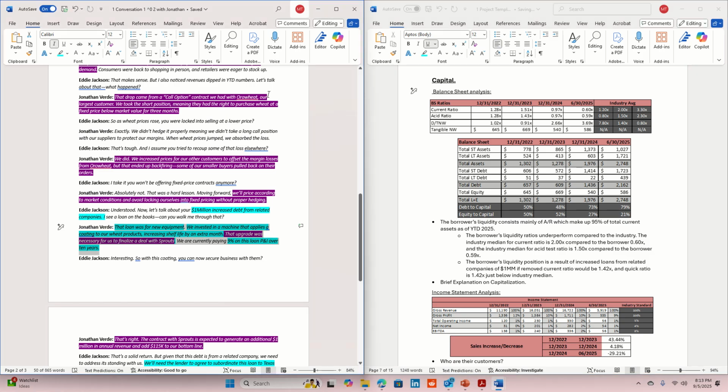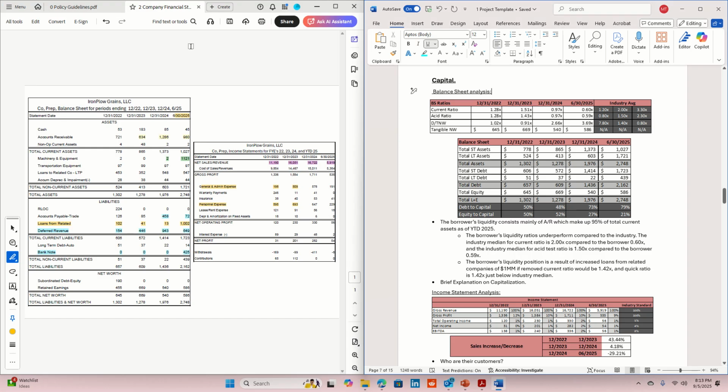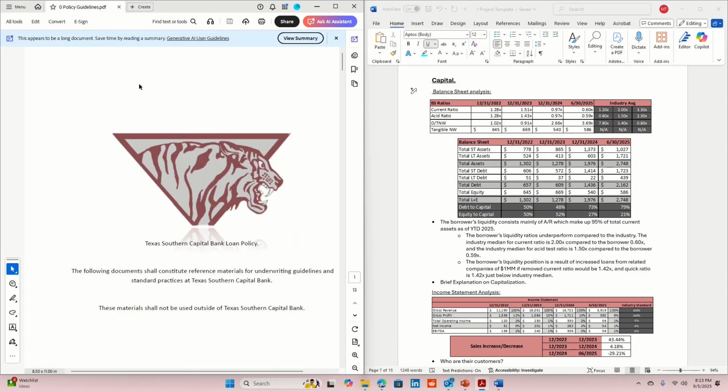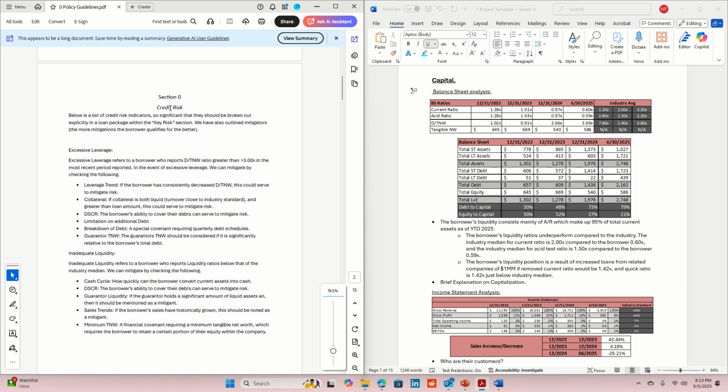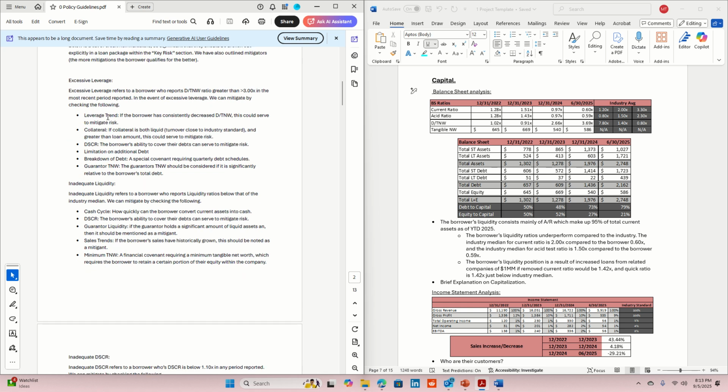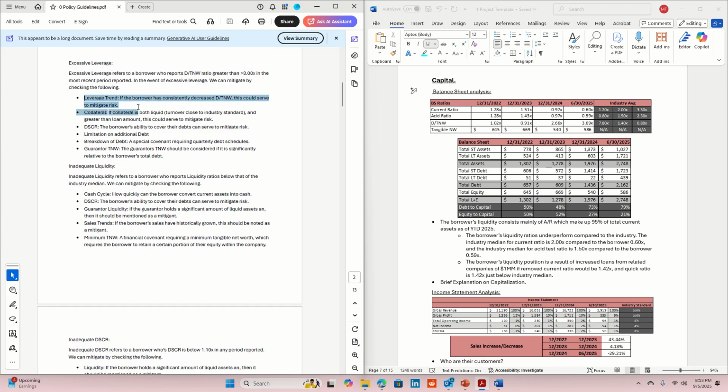So what we're going to do is save this, close that out, and now go and reference policy. Right? What does policy have to say? So we have our credit risk. We have leverage, collateral, debt service coverage ratio. Okay, we'll probably have to reference the leverage.